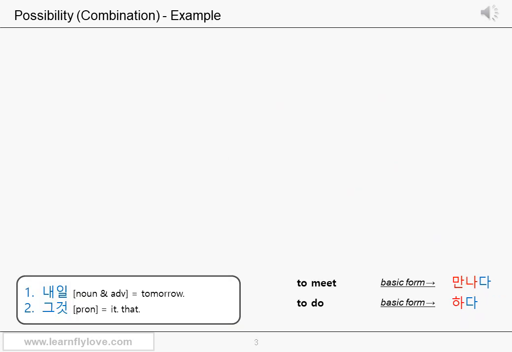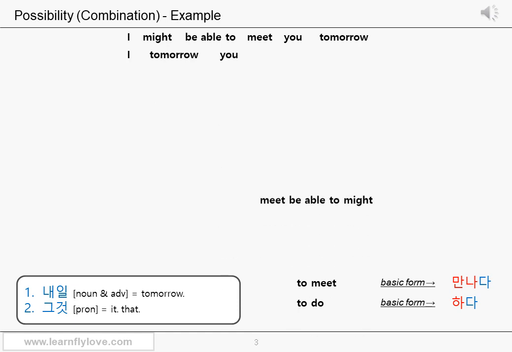Let's see more examples for the combination of ability and possibility. I might be able to meet you tomorrow. This looks a little bit simpler. Let's rearrange the words first. The subject I comes first, and then the time-related word tomorrow comes, and then the object you comes next. And then the predicative part, meet, be able to, might, comes at the end of the sentence. It's nothing, isn't it? Let's not mention the subject I, since it's the conversation between just the listener and you.